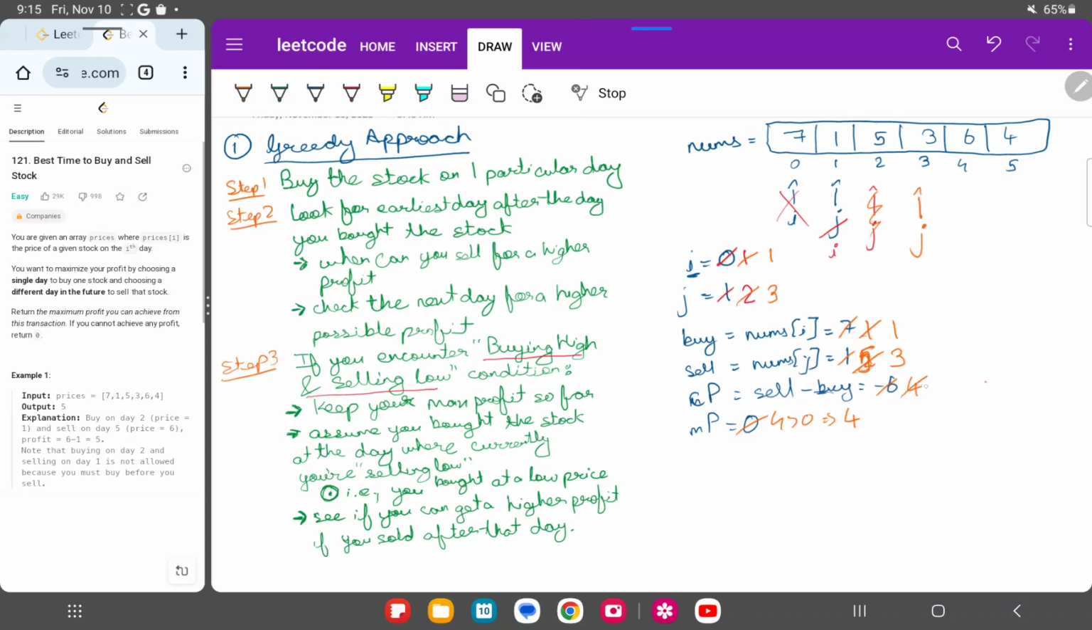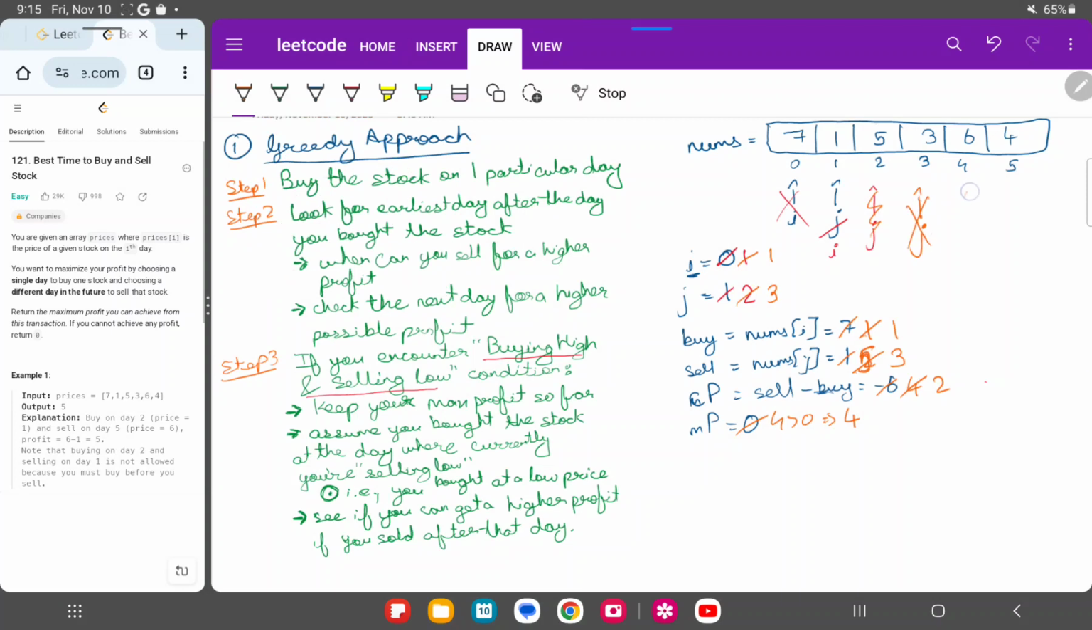So what is the current profit? Current profit is 2. So is 2 greater than 4, the current maximum profit that we have? It isn't. So we don't do anything, we just keep our max profit so far. Okay, so now that is done, we move on to the next iteration.